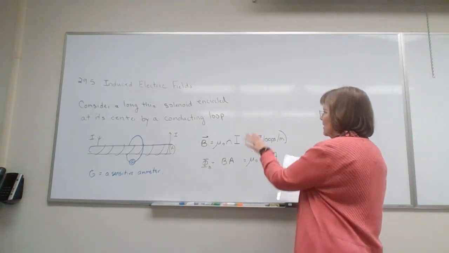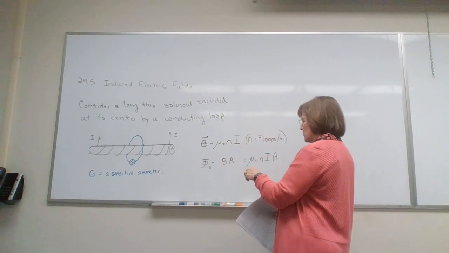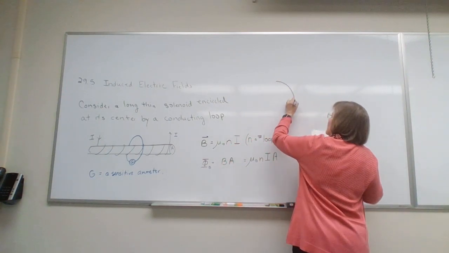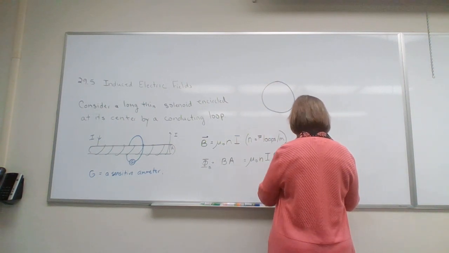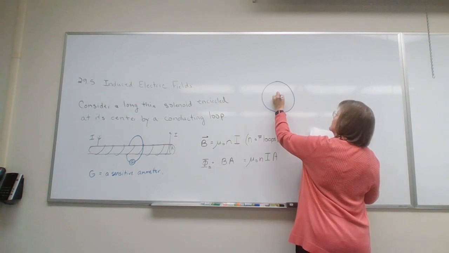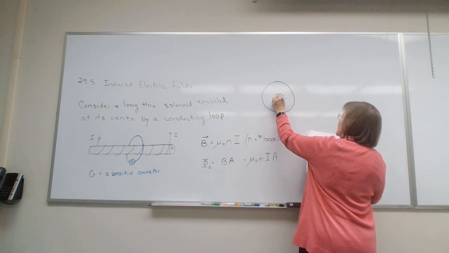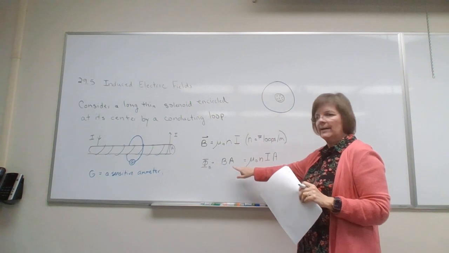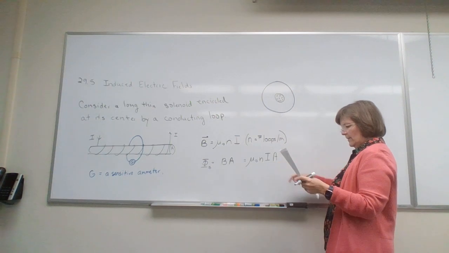All right, so the total flux BA is this mu naught NIA. If we look at this from a cross section, we've got our loop, and inside of that loop we have our solenoid, which has flux coming out of it or going into it, whichever way you want to draw it. That amount of flux is just the magnetic field times the area, which is mu naught Ni, that's our magnetic field, times our area. Okay.